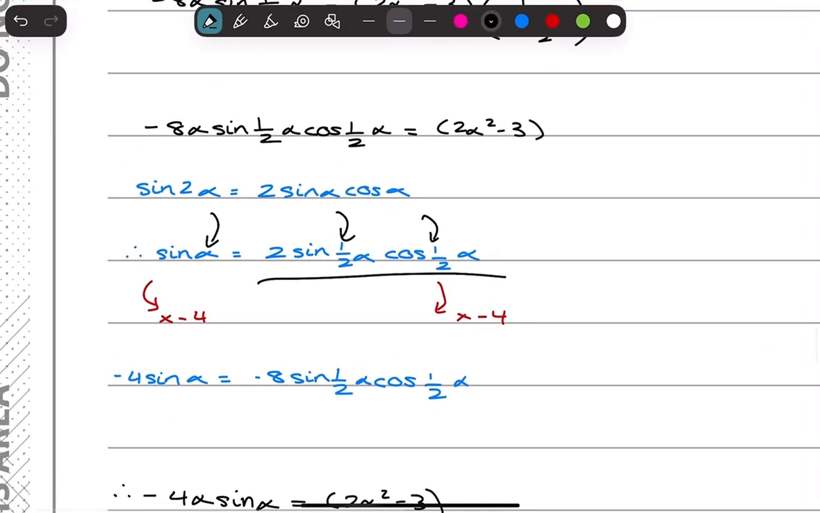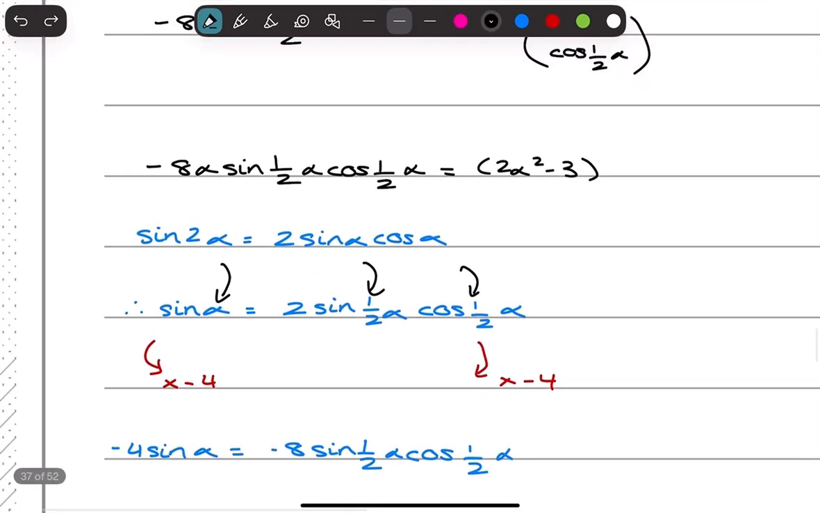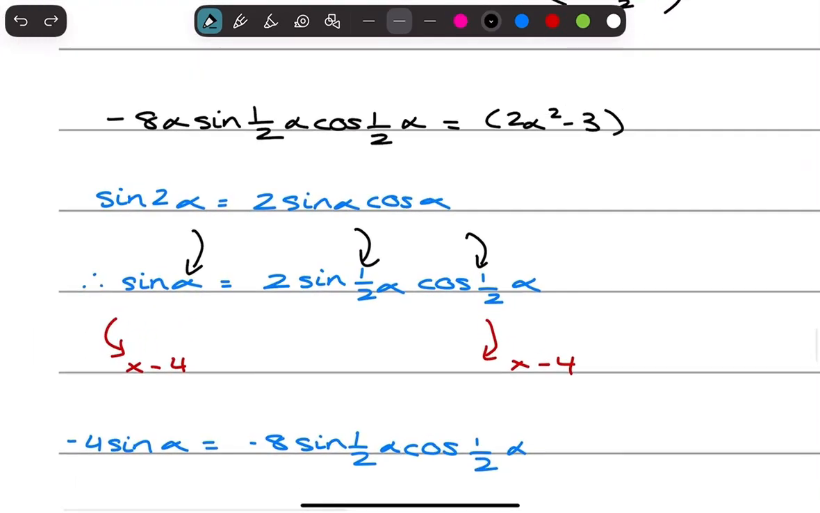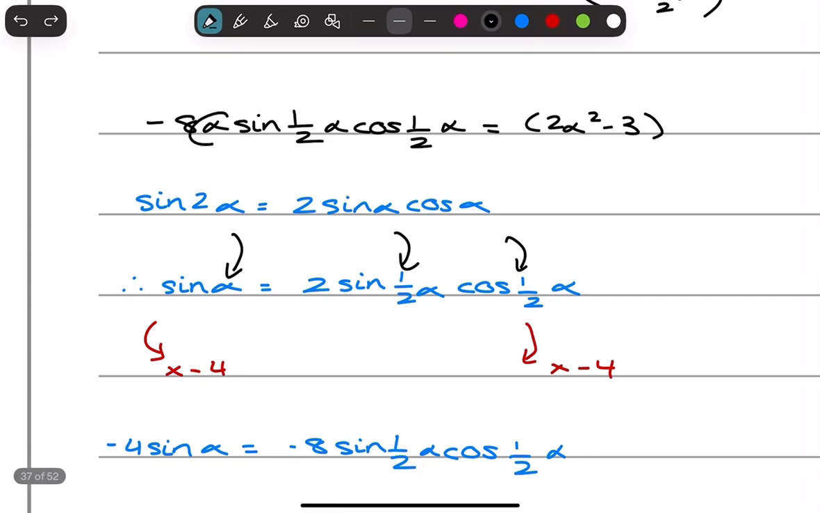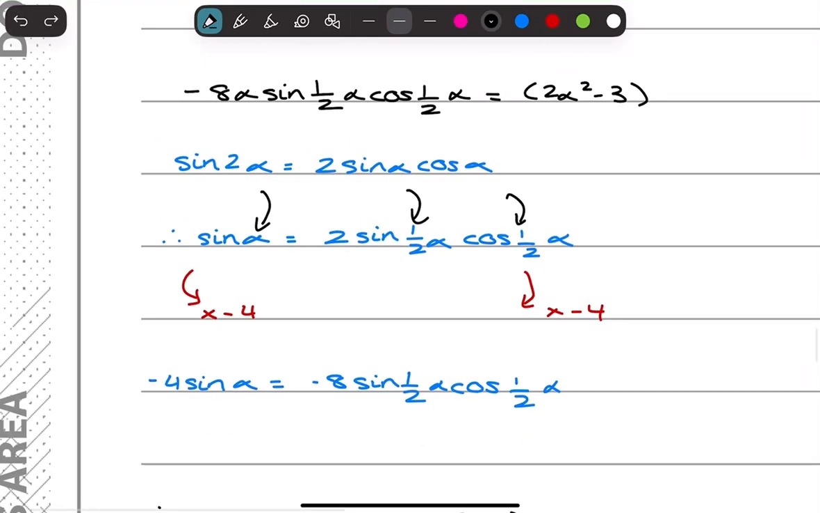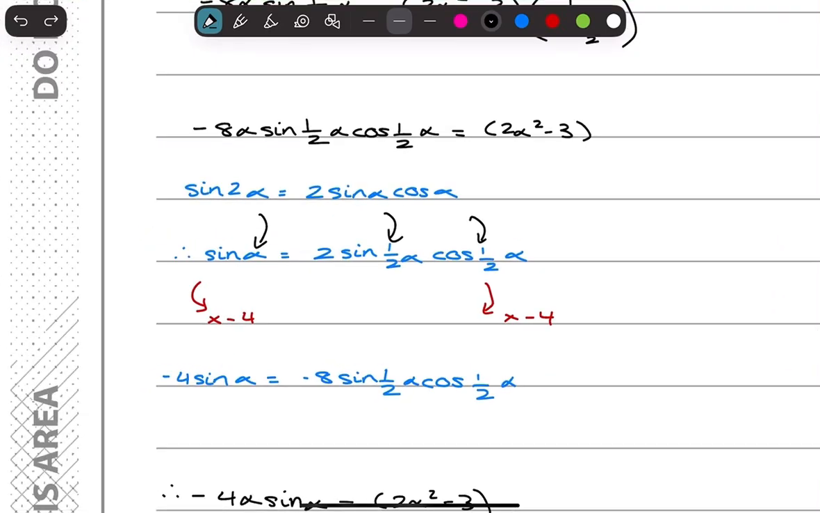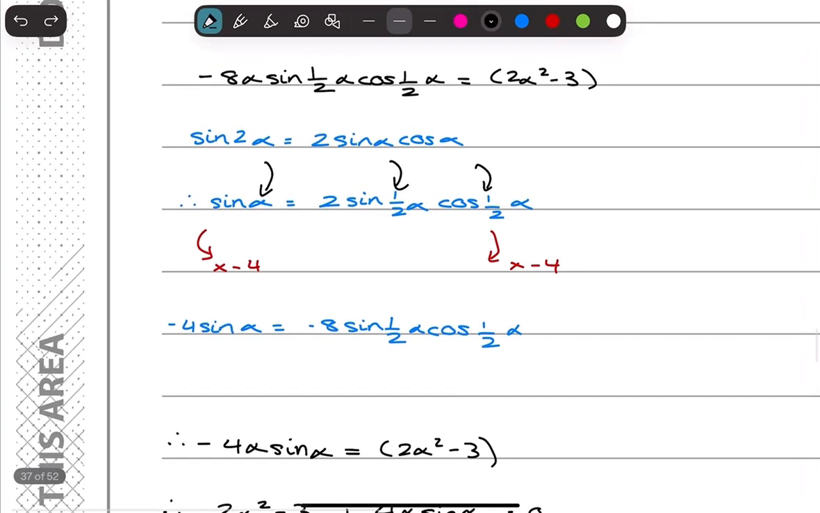So this now looks very, very similar to what we have here. The only thing is we have the minus 8. So all I did was times each side by minus 4 to get minus 8 sine a half alpha cos a half alpha, which is exactly what we need, obviously other than this alpha here. But we could just write that in terms of what we get. So we end up with minus 4 sine alpha equals minus 8 sine a half alpha cos a half alpha, and we can directly sub that minus 4 sine alpha into this, not forgetting this extra alpha here.